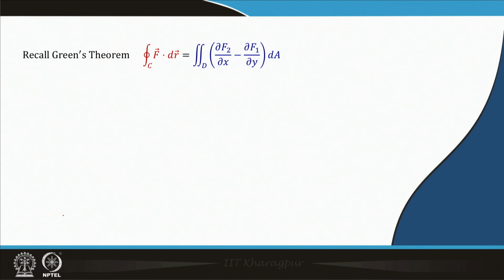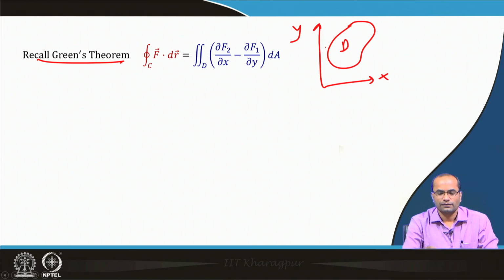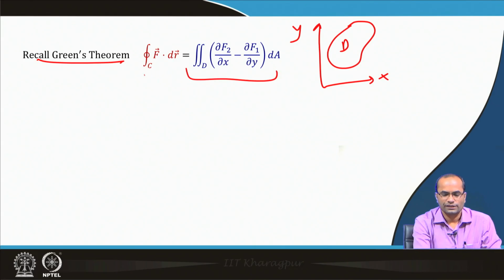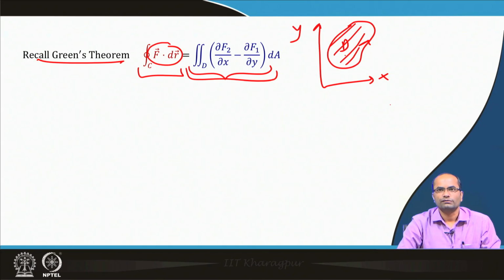Just to recall, we have already discussed Green's theorem. The idea was that if we have a closed curve in 2 dimensions, then we can convert the integral over this closed curve to the area integral, which is done over the region covered by the curve C.